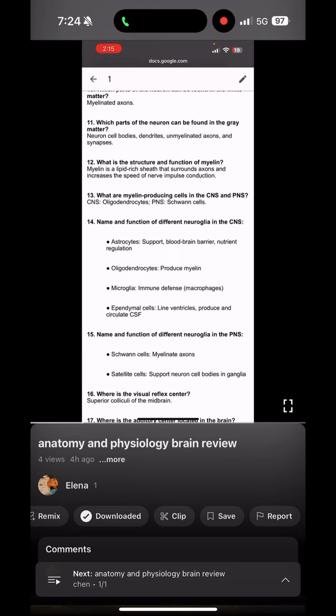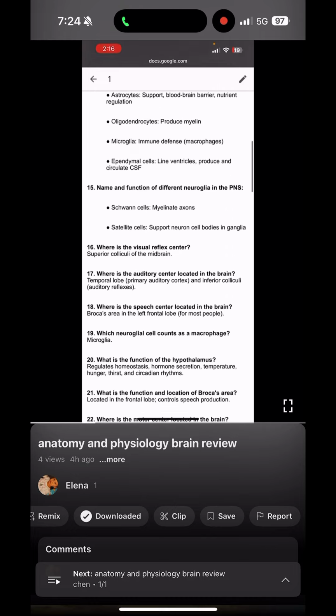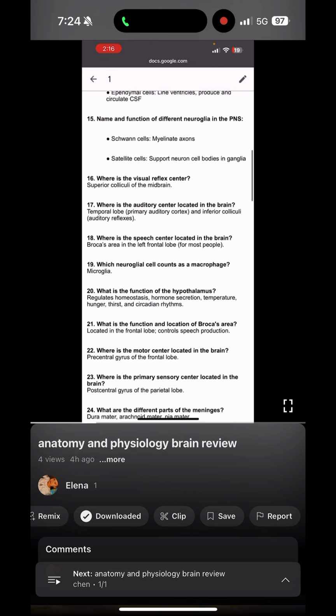Name and function of different neuroglia in the CNS. Astrocytes. They're responsible for supporting the blood-brain barrier and nutrient regulation. The oligodendrocytes produce myelin. The microglia are responsible for immune defense, such as macrophages, and the ependymal cells line ventricles and produce and circulate CSF. CSF is also cerebrospinal fluid.